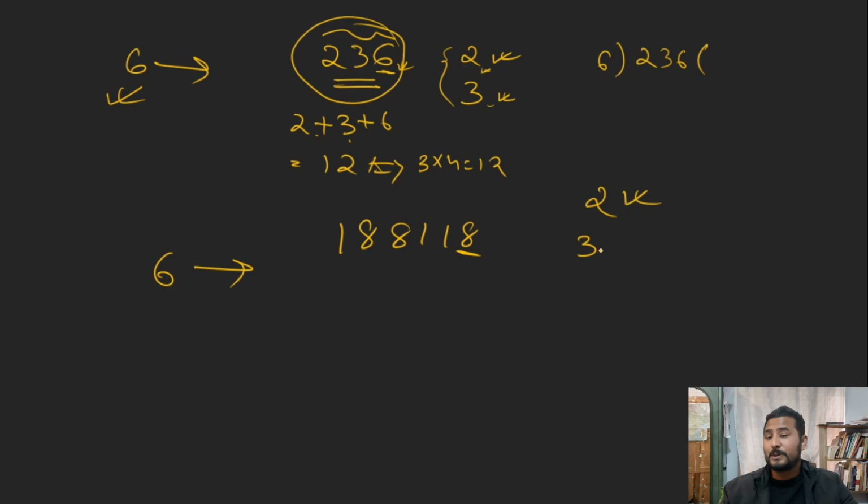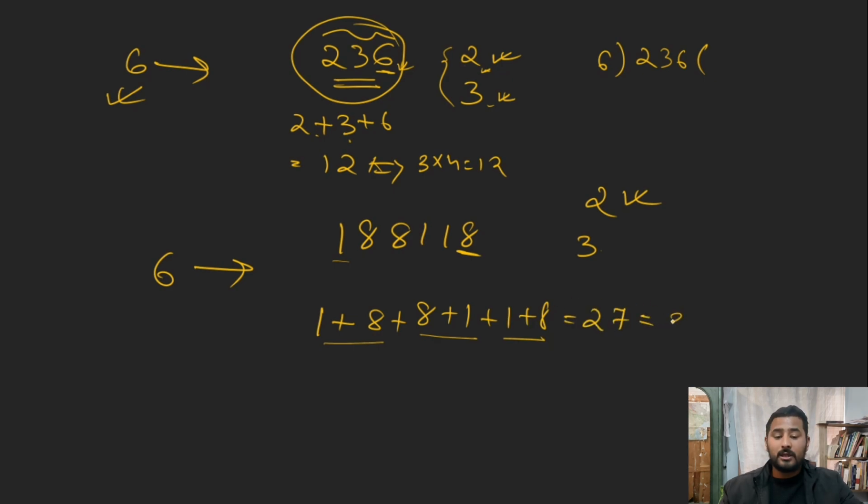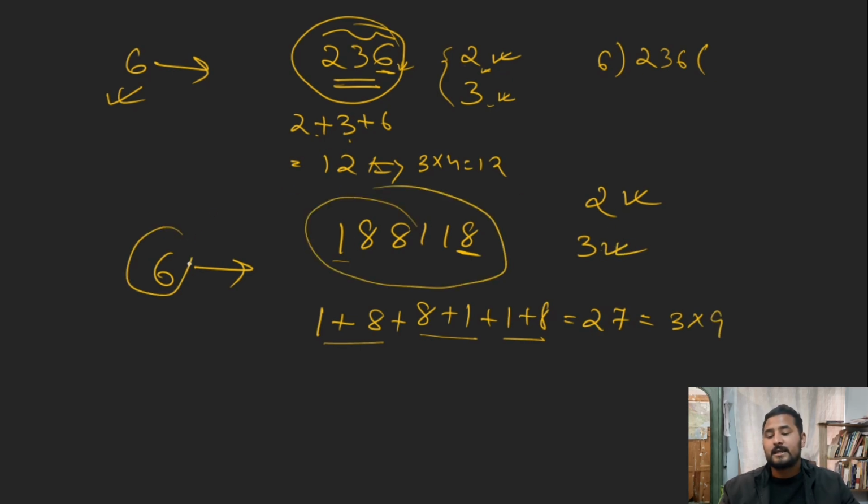Now also we have to check the divisibility rule of 3. So what we do, we add all the digits. 1 plus 8 plus 8 plus 1 plus 1 plus 8. So add this: 1 plus 8 is 9, 1 plus 8 is 9, 1 plus 8 is 9, which comes to 27. Is 27 a multiple of 3? Yes, 3 into 9 is 27. Since it is also following, this whole number is divisible by 6.